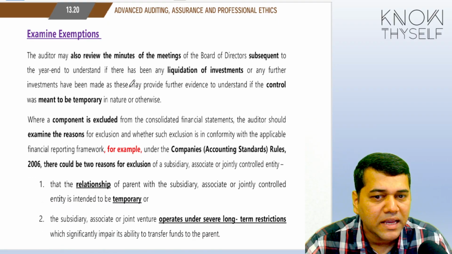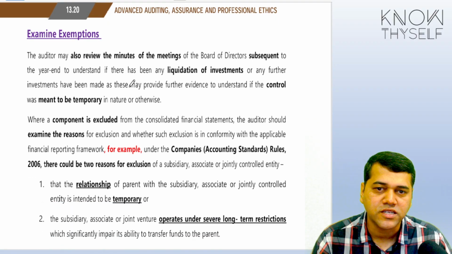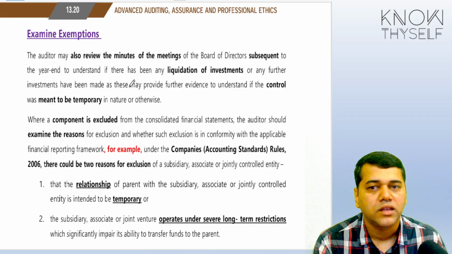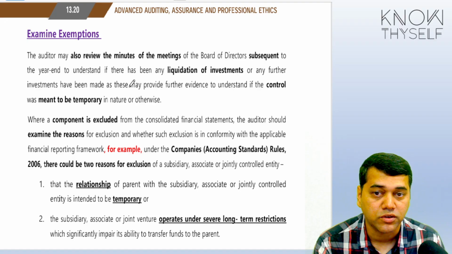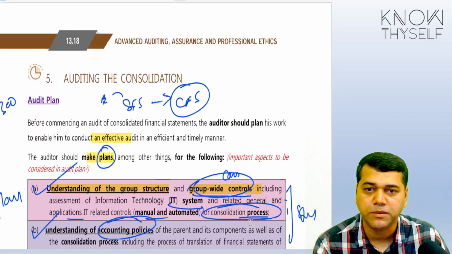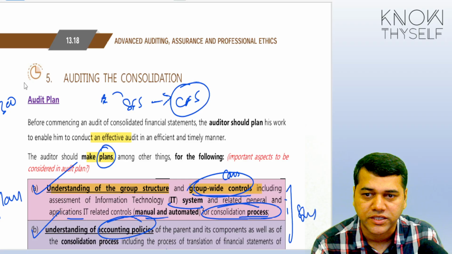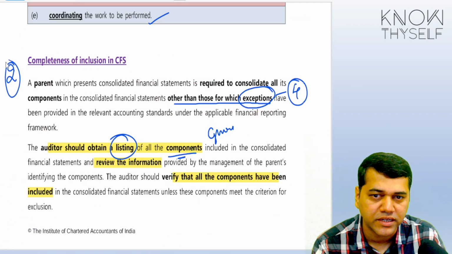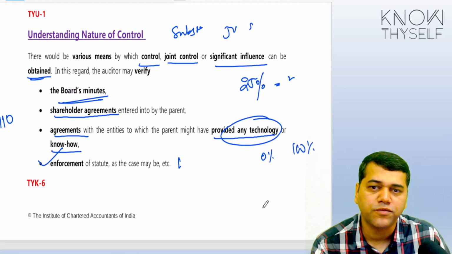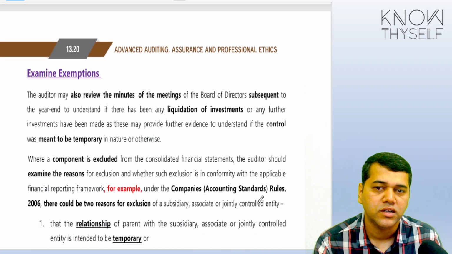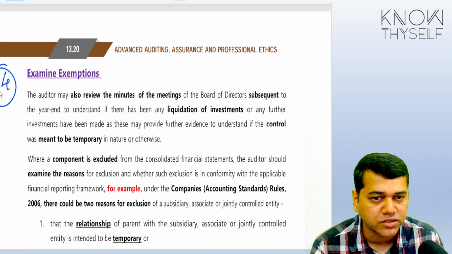Now, examine the exemptions, because when the list management would have given, you have seen completeness. Okay. Now, at the same time, if someone has been left out, you need to verify the exemptions. The third thing I can say. So, the first procedure for you is to plan the audit. Second procedure for you is to check the completeness. Third procedure for you is to understand the nature of the control. Fourth procedure is to examine certain exemptions.